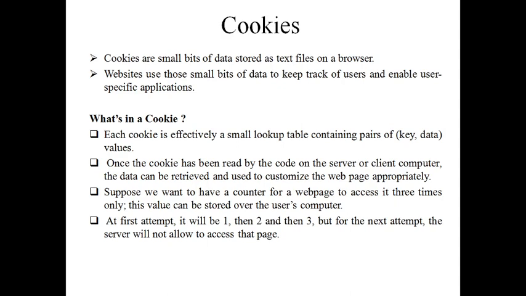What is a cookie? A cookie is effectively a small lookup table containing pairs of key and data values. Once the cookie has been read by the code on the server or client computer, the data can be retrieved and used to customize the web page appropriately. That is, whenever a user visits a shopping site, the data on the web page is displayed according to the user's previous purchase history.